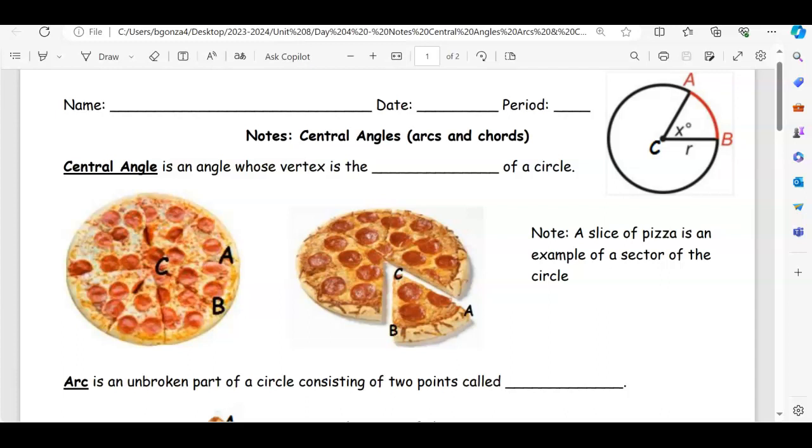Now look, top of the notes here. Here's the pizza I gave y'all. Yum. Aren't you glad I gave you pizza? Sorry. All right, but central angle is an angle whose vertex is the center of a circle. Write that down.